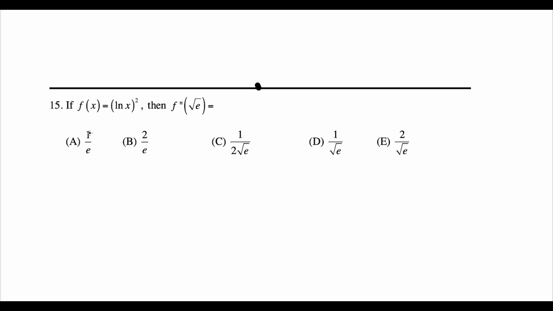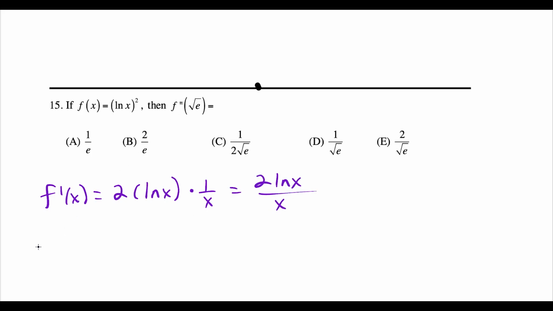So for this question here, we just have to know the chain rule and be careful. The square is attached to the entire natural log x. This is not natural log of x squared. So f prime of x, we're using chain rule. The derivative of the outside, we're doing power rule. So we have 2 times natural log x to the first power times the derivative of the inside, which is 1 over x. So this is equal to 2 ln x over x.